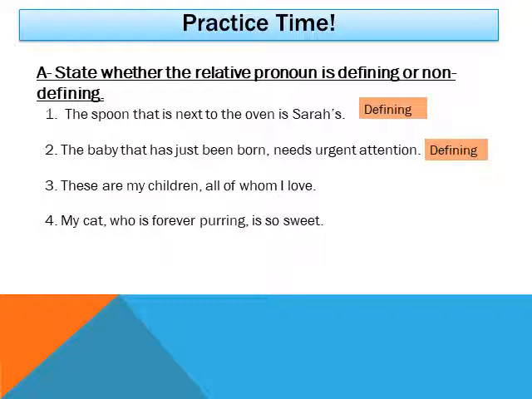Number 3, these are my children, all of whom I love. What do you think? Yes, this is a non-defining relative pronoun. Whom here is a non-defining relative pronoun. Number 4, my cat who is forever purring is so sweet. So this gives extra information about my cat. So this is a non-defining relative pronoun. Very good.